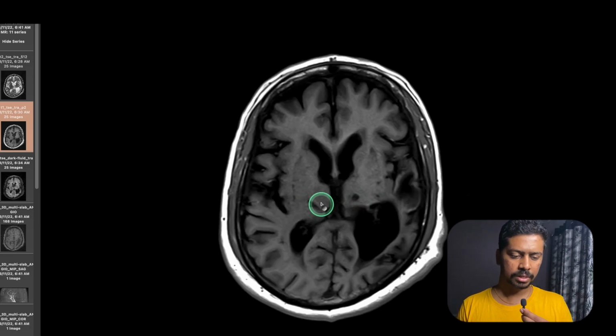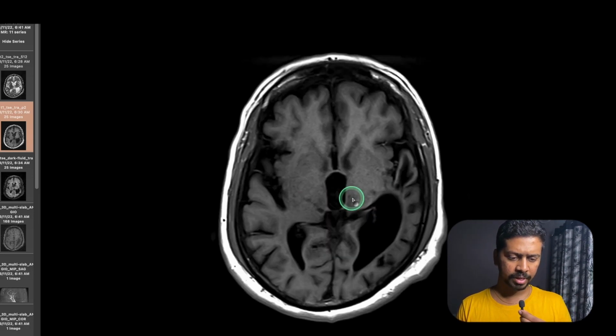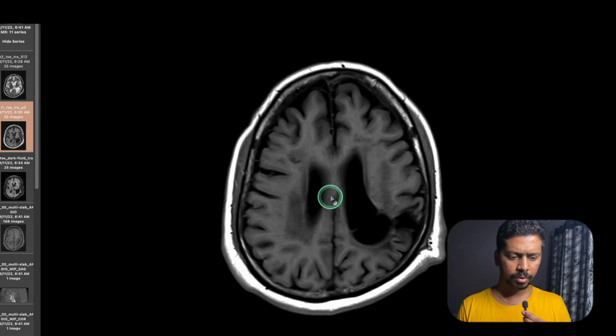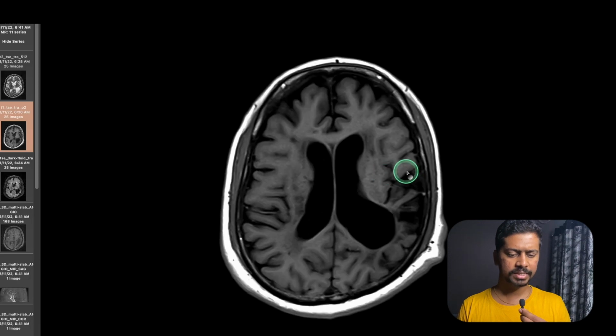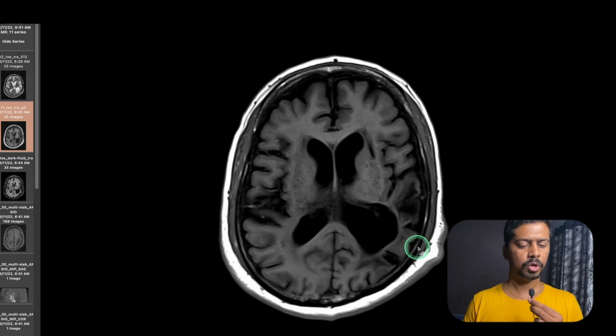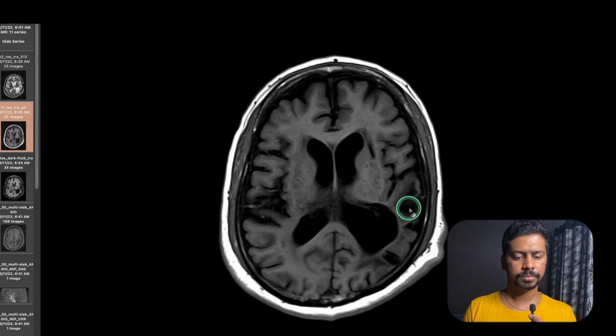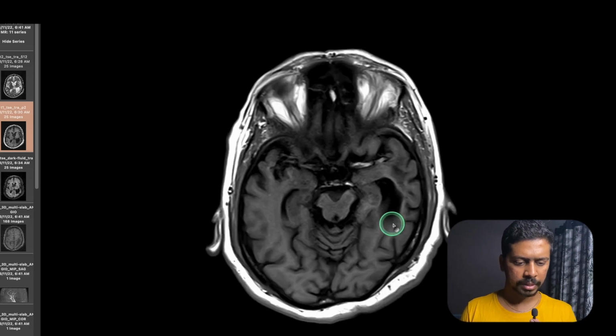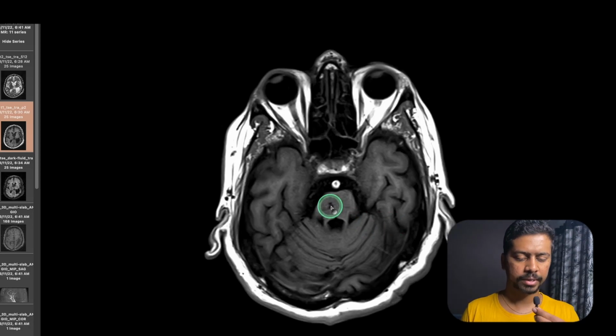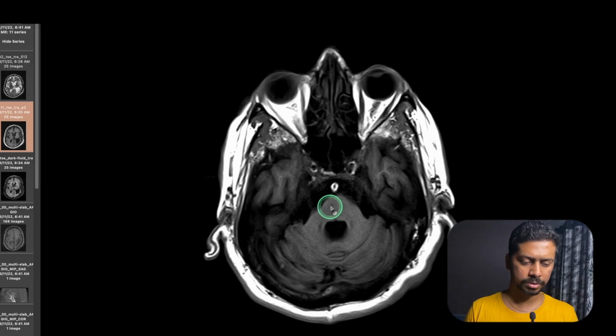So this patient has lacunar infarcts in his thalamus and in the white matter of bilateral frontoparietal lobes, and there is a large infarct with volume loss in the parietal lobe. This patient also has a lacunar infarct of the brainstem in the pons region.